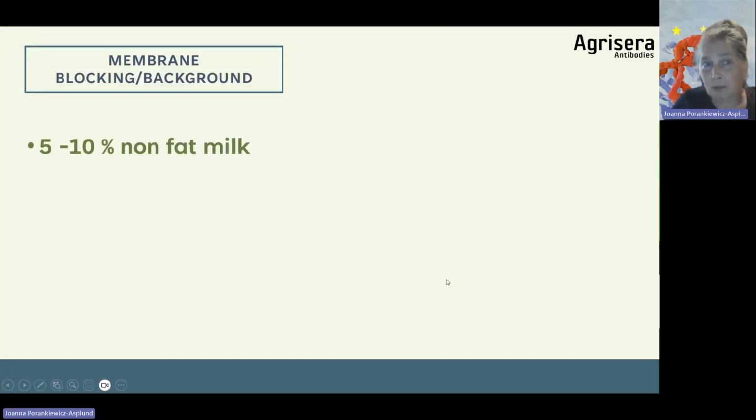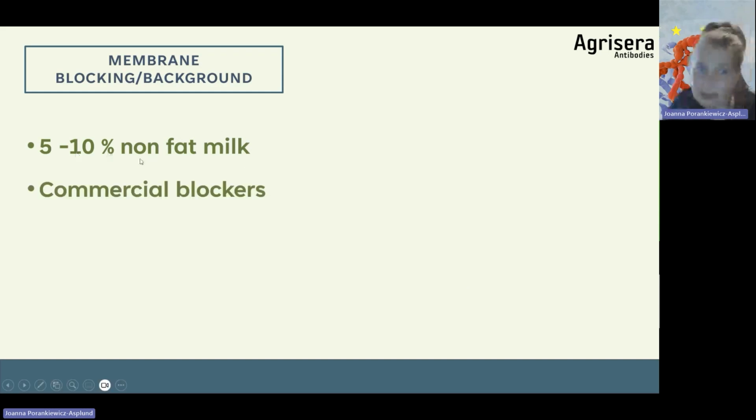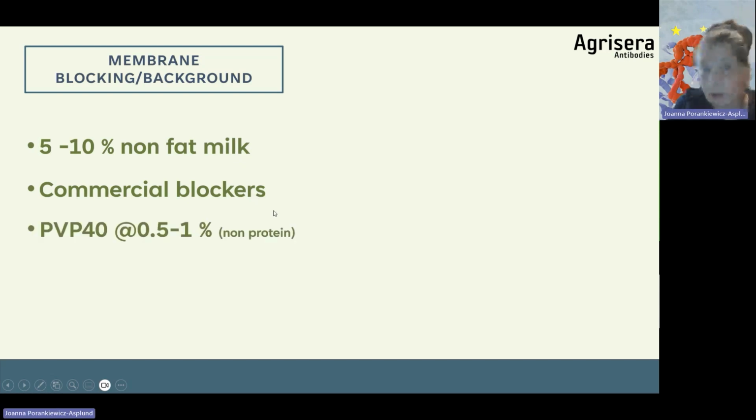And how do we block our membrane before we incubate with primary antibodies? With plant samples, it is mainly 5 to 10% non-fat milk, which is, as I see from the blots which I receive, the most efficient blocker. We also have commercial blockers, which are working well. If you need a non-protein blocker, then it will be PVP40, used in case of organelle fractionation.